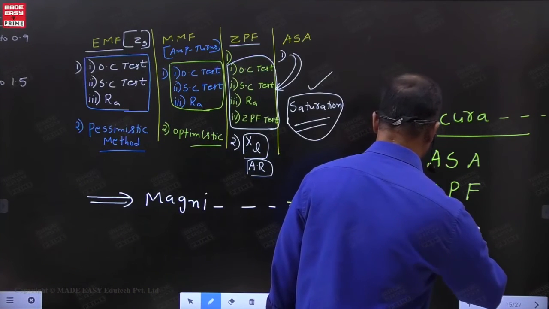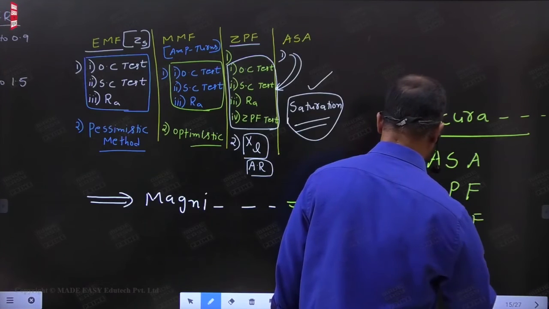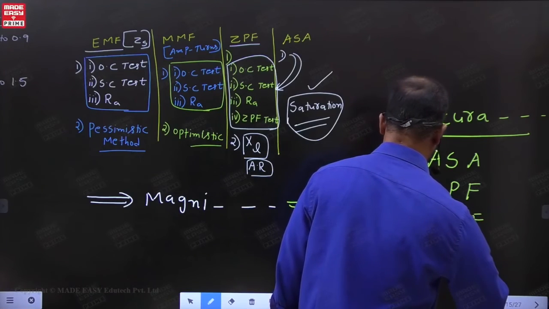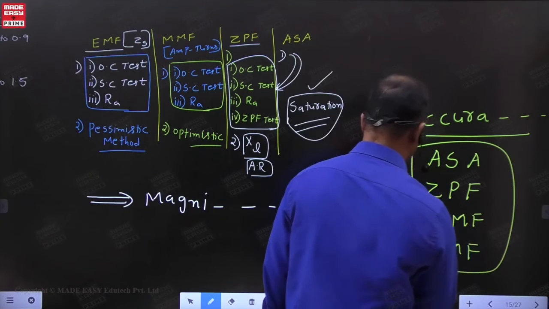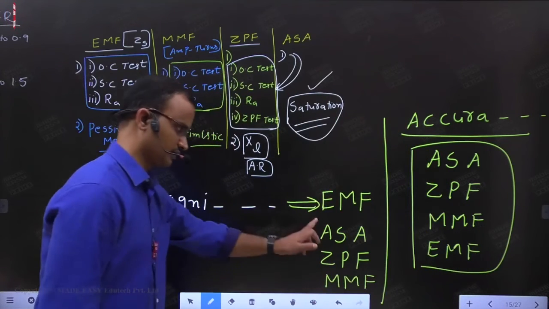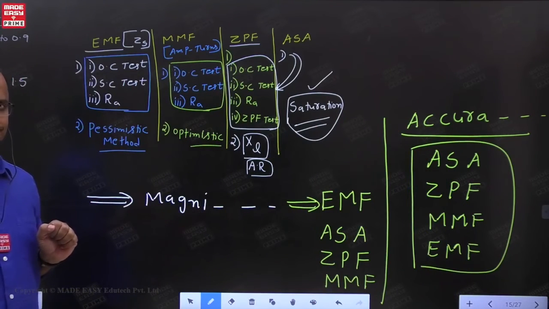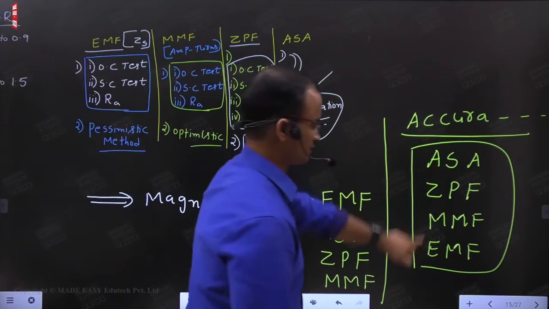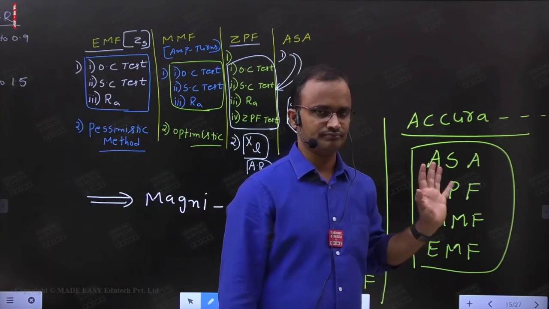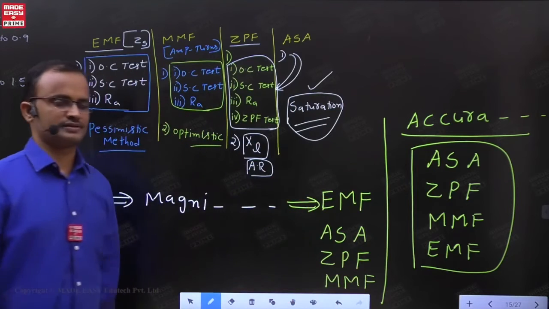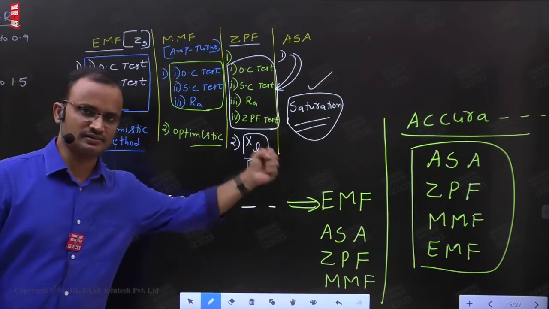Now, MMF and the EMF. Remember the sequence carefully. This is the order for the magnitude comparison, and this is the order corresponding to the accuracy comparison. Try to remember all these basic points about the OC, SC and these regulation methods.